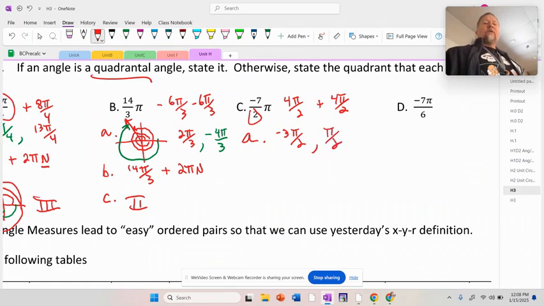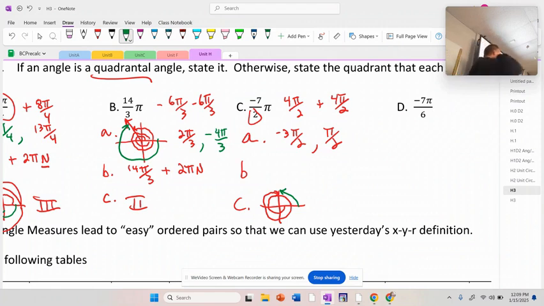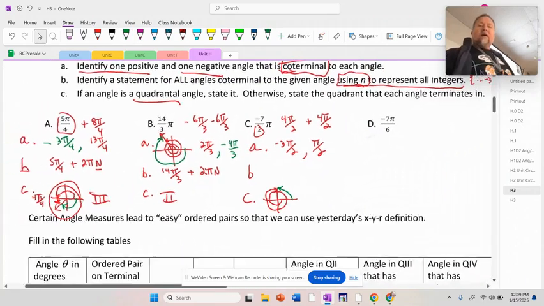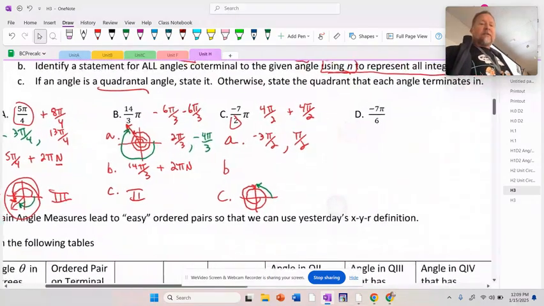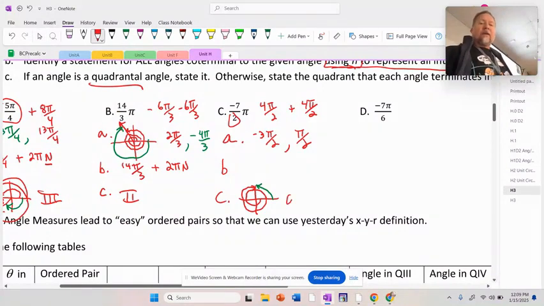These are two coterminal angle measures. When I graph them, I guess I could put the graph, it doesn't really matter. Here's what negative 7 pi over 2 is. It's clockwise one rotation, and then clockwise another 3 pi over 2, which means pi over 2 is the positive angle measure that lands in the same spot. So this is the one. If it's quadrantal, state it. So we put that this is quadrantal.